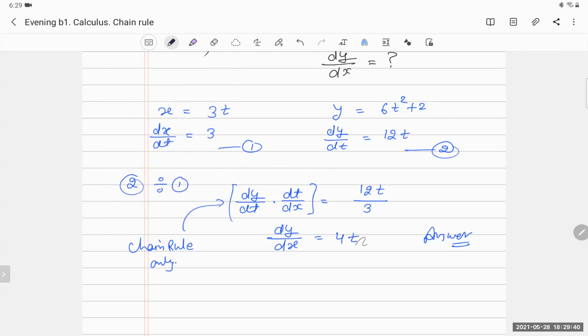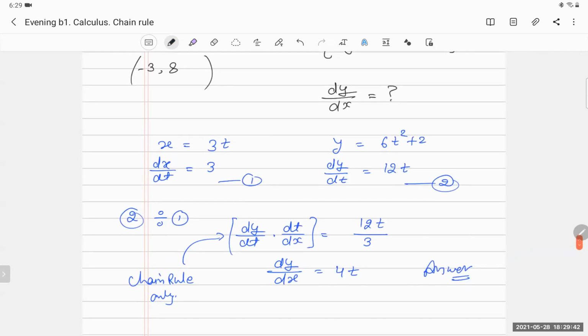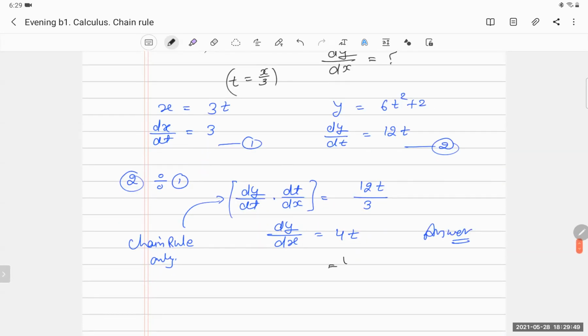Now if you want to replace that t, I can replace it. What is the value of t? x by 3. So I will put 4x by 3. Now you have to check the options. If options are in terms of x, then you can replace like this. If options are in t, then you cannot leave it like this. So these things are comparatively easier.